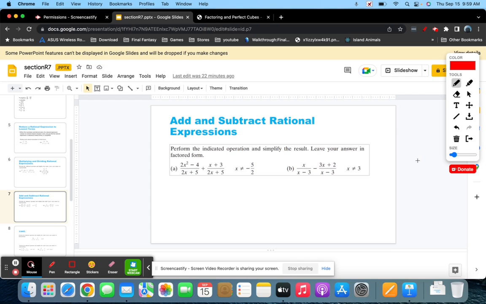All right, adding and subtracting rational expressions. Well, we need common denominators to add and subtract fractions. So this one, you keep the same denominator. So your denominator is going to stay 2x plus 5, and you have to add the numerators. Okay, 2x squared minus 4 plus x plus 3.